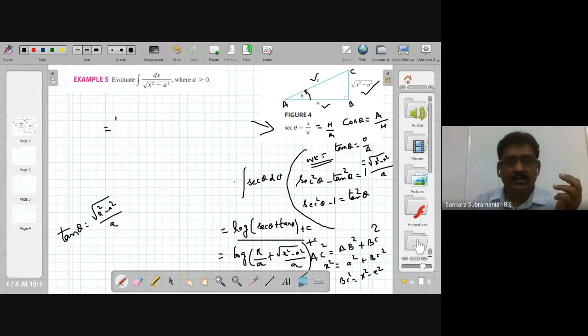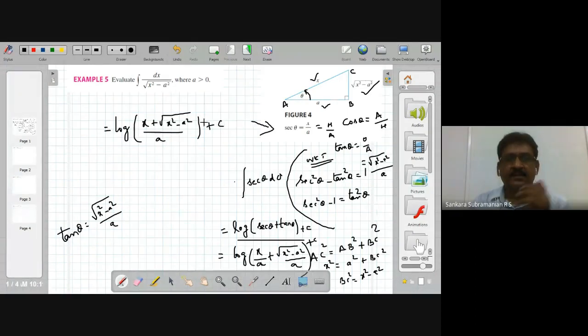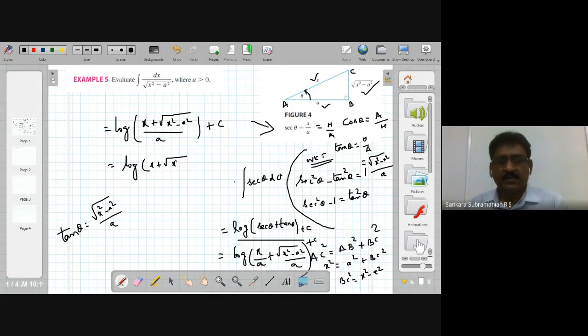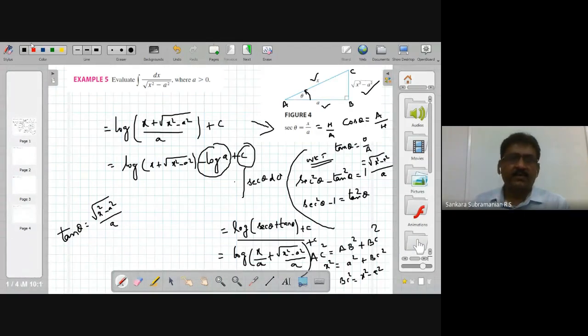So this is equal to log of x plus square root of x square minus a square by a plus constant. This can be written as log of a by b can be written as log a minus log b. Log of numerator is x plus square root of x square minus a square minus log a plus c. What is log of a? This is a constant. Again, this is a constant. Combining these two constants, you can put some other constant called k.